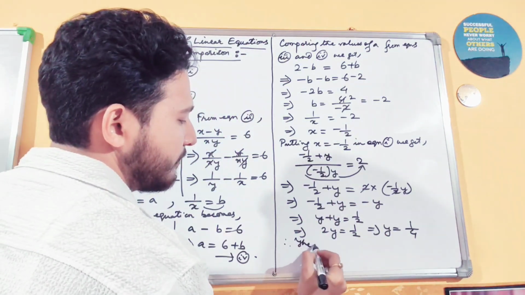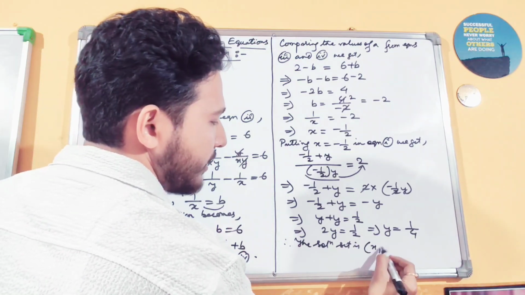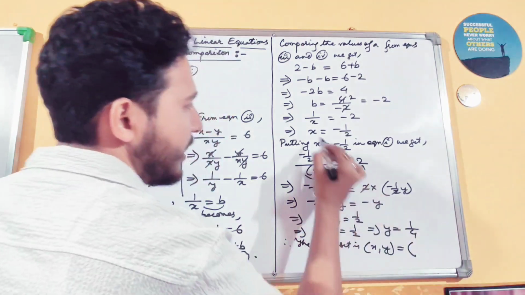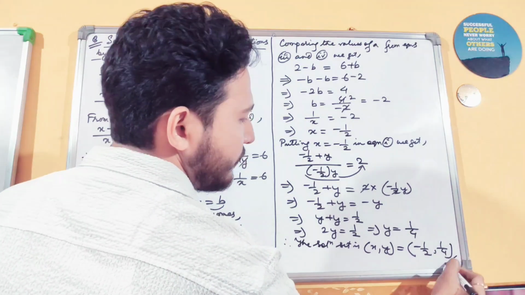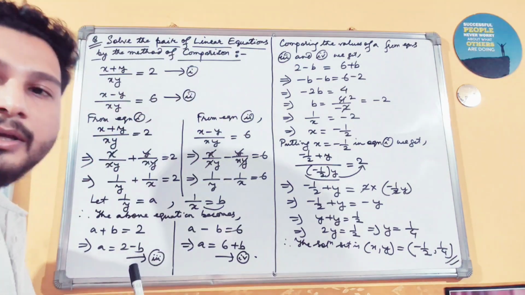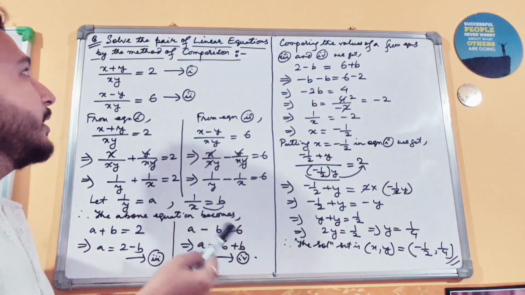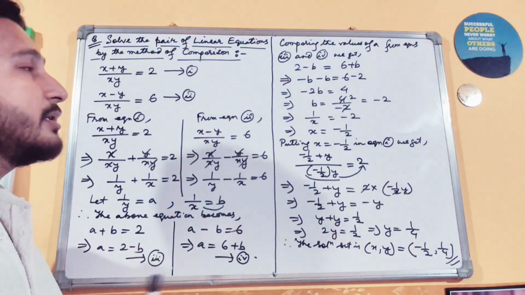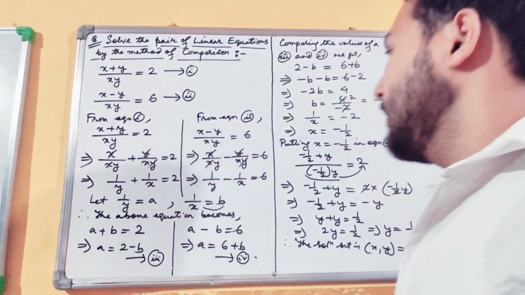Therefore, the solution set is (x, y) is equal to, x is what? Minus half, y is 1 by 4. This is how we find out the answer. This is how we solve this pair of system of linear equations in two variables by the method of comparison.